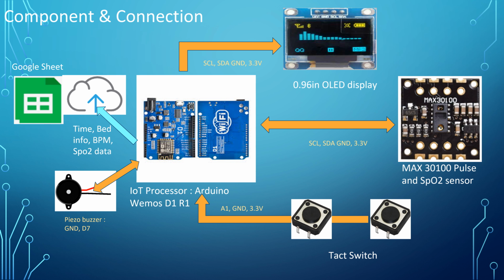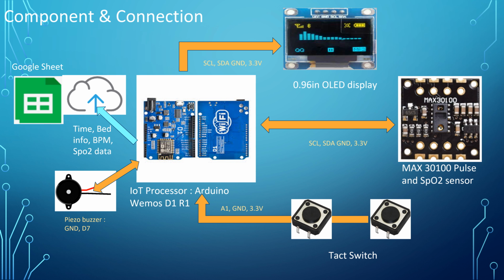The components and connections: we use the Wemos D1 R1 board for our project. It is an IoT processor. IoT stands for Internet of Things. The serial clock and serial data are used to send information to the OLED to display. The OLED is powered by 3.3 volts and ground. Then the pulse and SpO2 sensor is also powered by 3.3 volts and ground. The serial clock and serial data are used to exchange data between the Wemos processor and the sensor. It is a two-way communication.